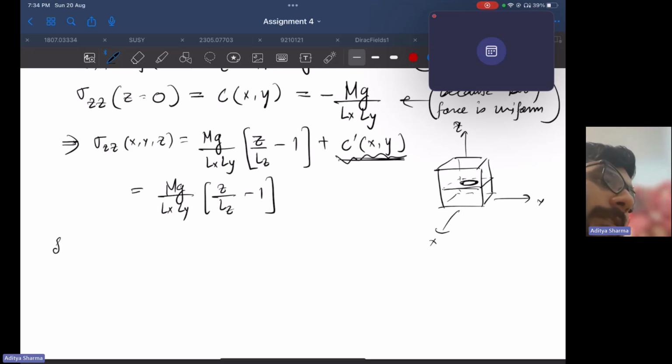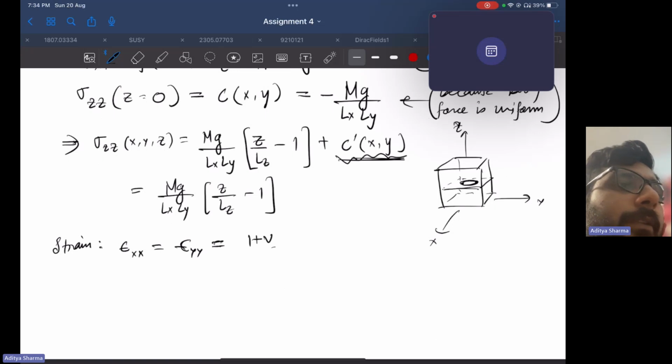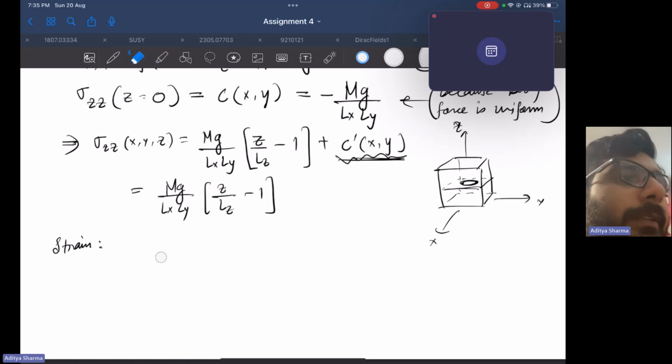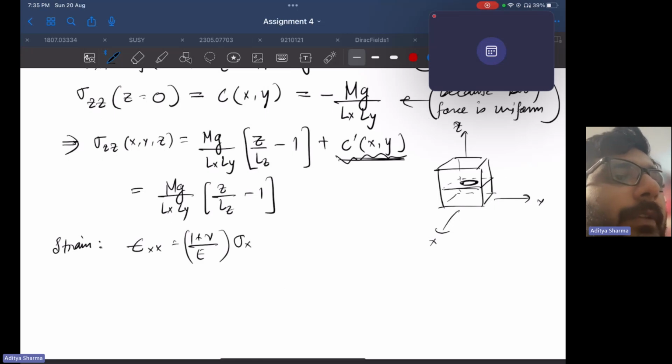Now we'll find the strain. The strain in the x direction is the same as the y direction because of the symmetry of the problem again. This is (1 plus ν)/E. Okay, let me just write the stress-strain relation. So it's equal to (1 plus ν)/E σxx minus ν/E σ.